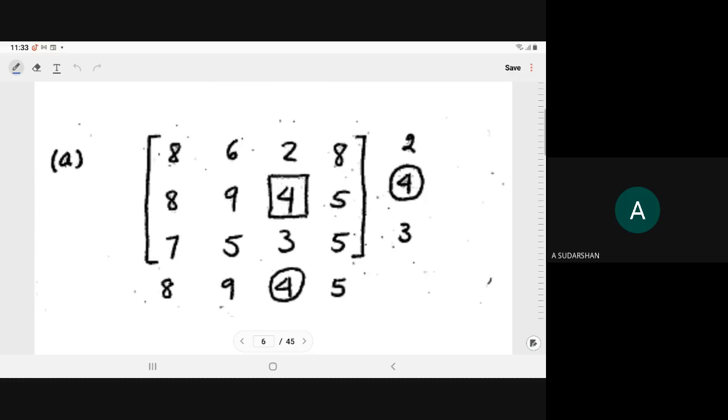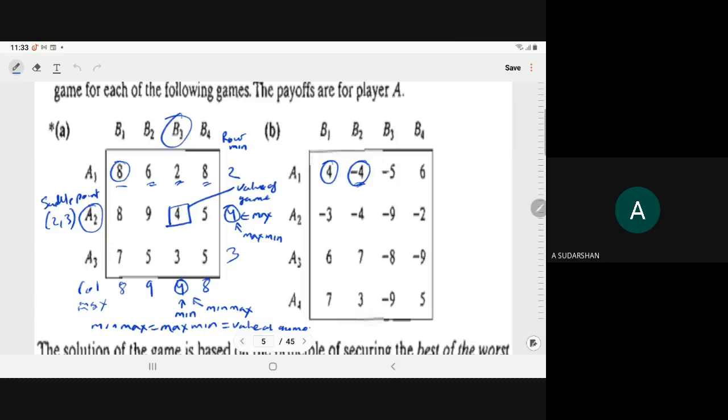So first we have computed the row min, and here we have computed the column max. From the column max, we have selected the min max, and here we have selected the max min, and their intersection will give you the value of the game and the saddle point. Similarly, let us see this second part.